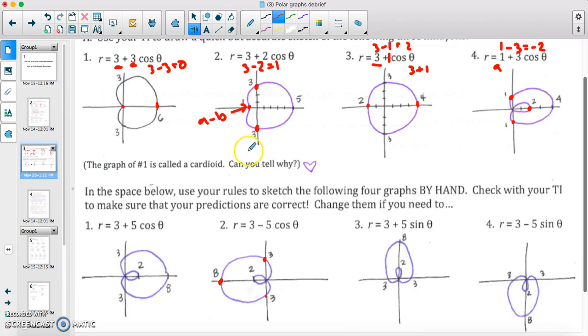So for that, the left side point, you're just going to do A minus B. Even when it's negative, you're still going to do 3 minus 5, and that gives me the negative 2. So I'm going to go inside 2.